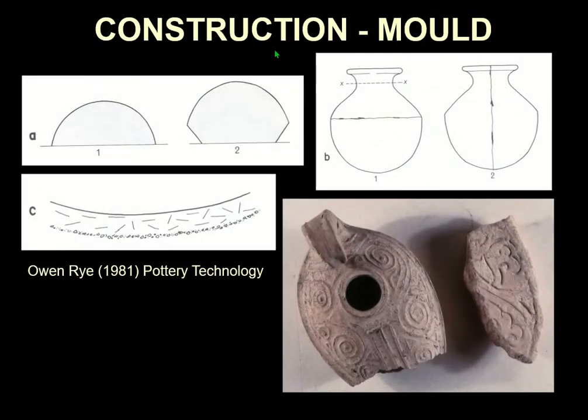So, a couple of other techniques that chap in Pakistan didn't use. Moulding. There are a number of lines of evidence to show you when people were using a mould to make pottery. One is the shape of it. This would work really well with a mould. This would not.